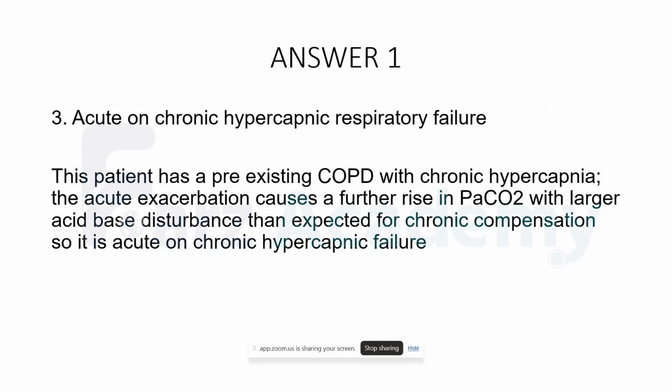Also, the clinical context is very important. This patient has pre-existing COPD, right? So they're probably going to have a baseline higher carbon dioxide, and as a result, the baseline bicarbonate is also going to be slightly higher, right? So the acute exacerbation is definitely causing an acidosis and a further rise in the PaCO2. But because it doesn't fit into your formula, like you said, of acute respiratory acidosis, this is typically an acute on chronic hypercapnic respiratory failure.